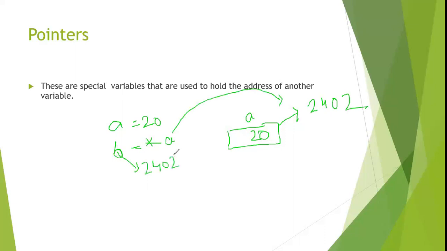2402. Right. So the value of a is 20. It is stored at memory location 2402. Now b is responsible for storing the address of a, that is 2402.